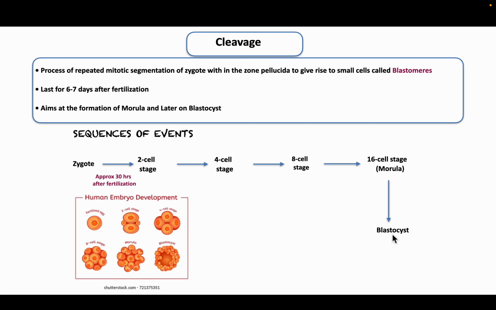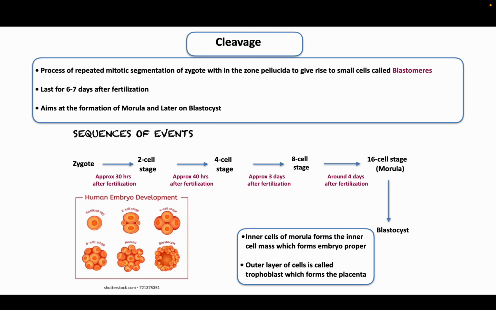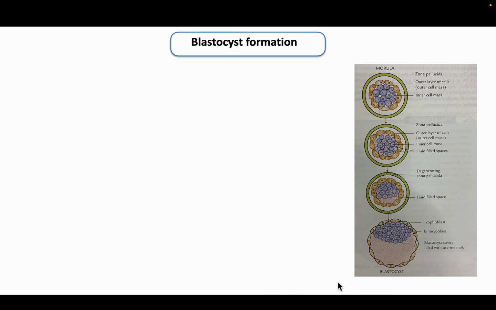Approximately 30 hours after fertilization, the 2 cell stage is achieved. Then approximately 40 hours after fertilization, the 4 cell stage is achieved. Then approximately 3 days after fertilization, the 8 cell stage is there. Around 4 days after fertilization, the morula is formed, which is going to form the blastocyst. Now in the blastocyst, the inner cells of the morula form the inner cell mass, which forms the embryo proper, and the outer layer of cells is called the trophoblast, which forms the placenta.